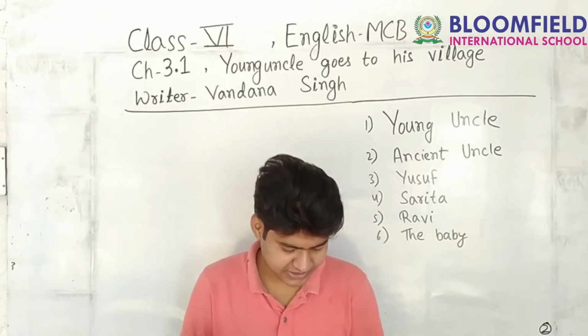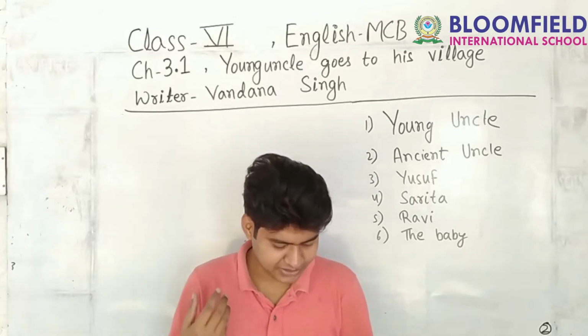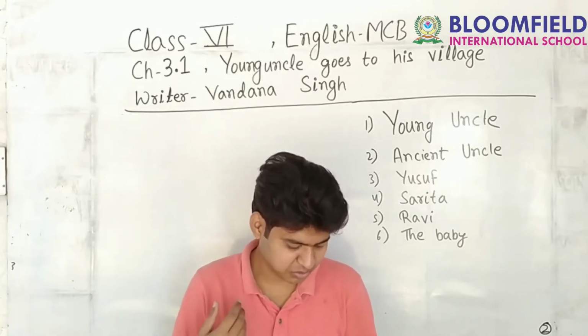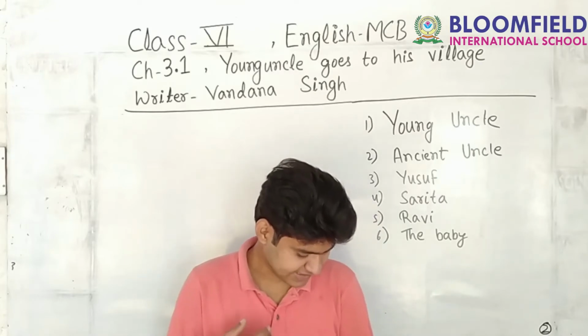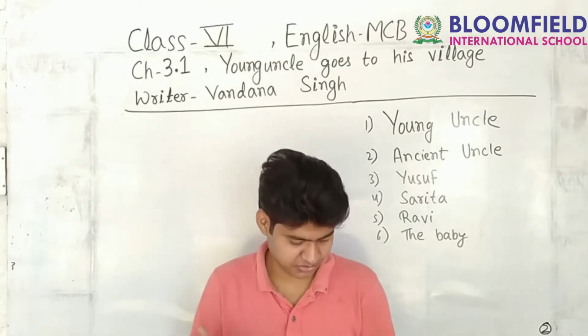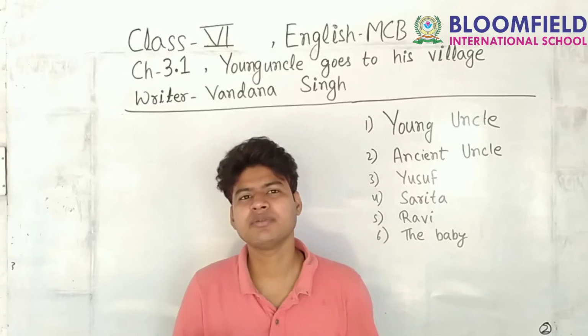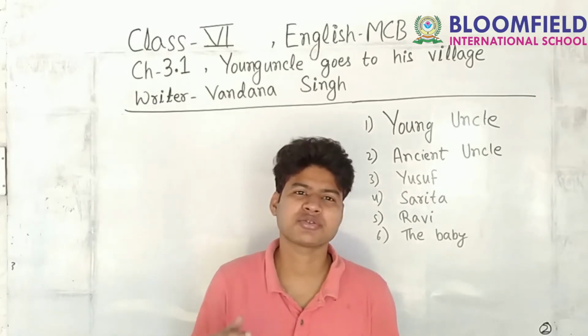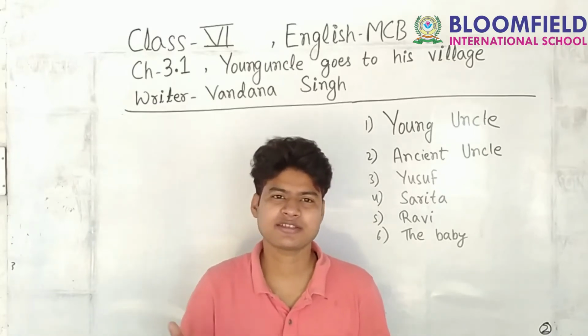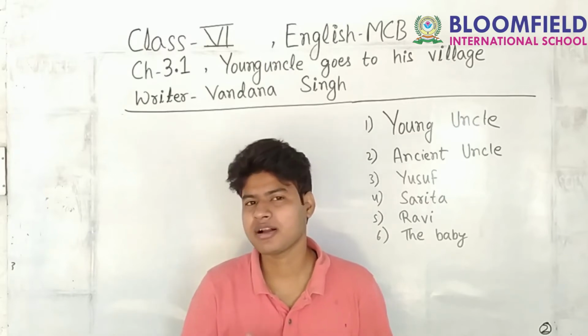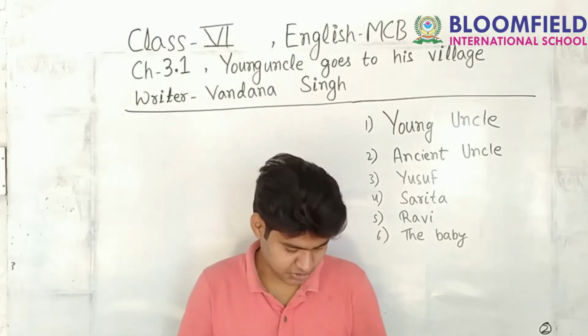Ancient uncle had horses and cows, and there were plenty of family stories about their exploits. Exploits means exciting and interesting adventure stories. So he was actually telling lots of stories and entertaining the guests, whoever comes to their village.